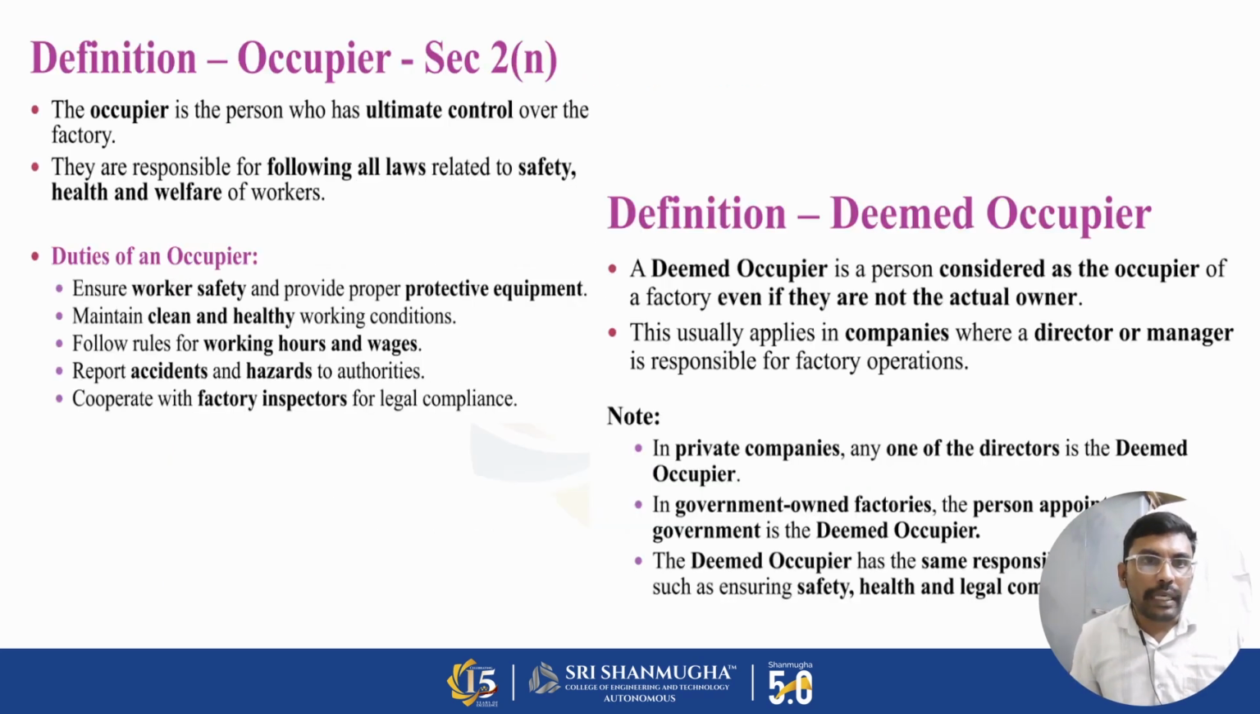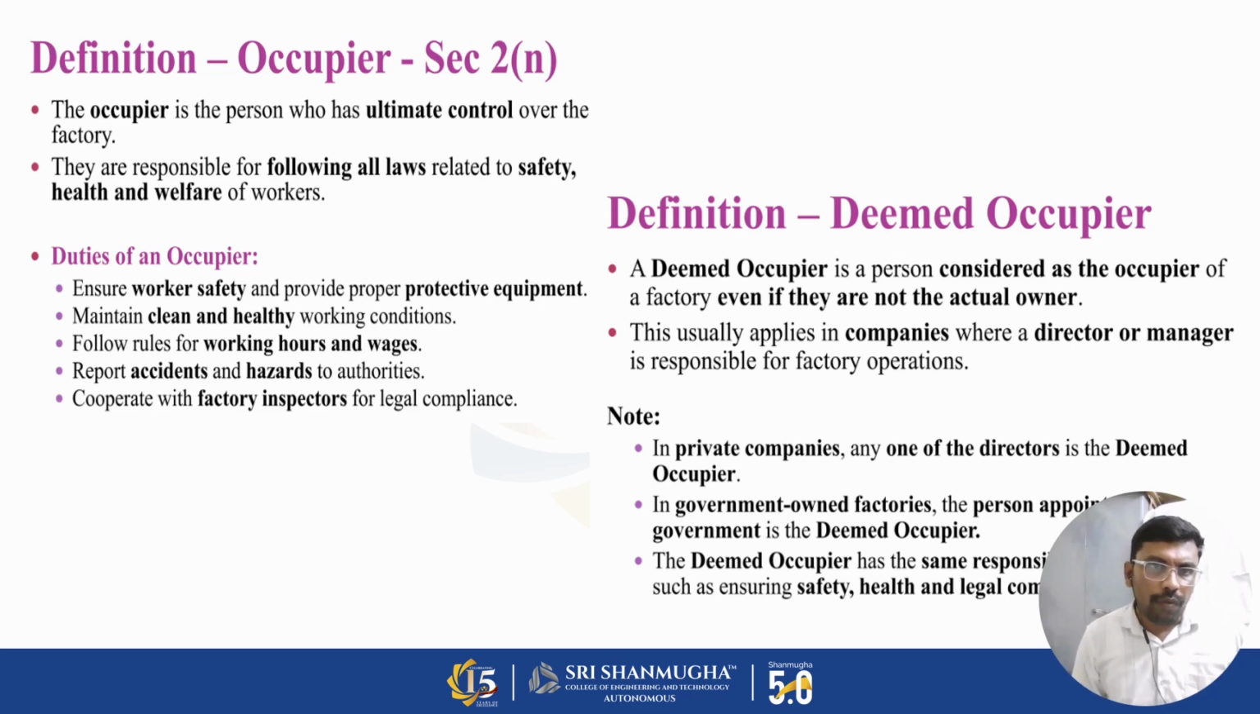After that, the definition of occupier in Section 2(n). What is the definition of occupier? The occupier is the person who has the ultimate control over the factory. It is the main controller, maybe the manager or a supervisor. They are also responsible for following all the laws related to the safety, health and welfare of the workers. It may come under the term of safety officer.